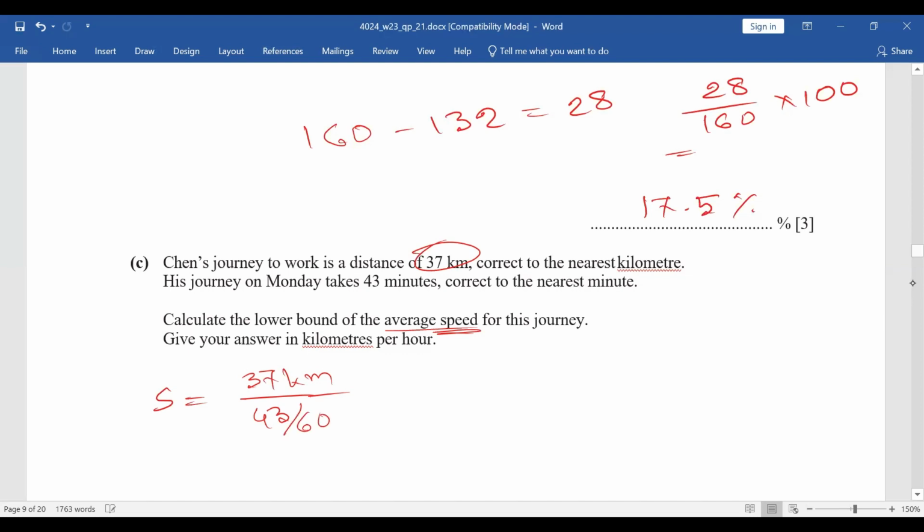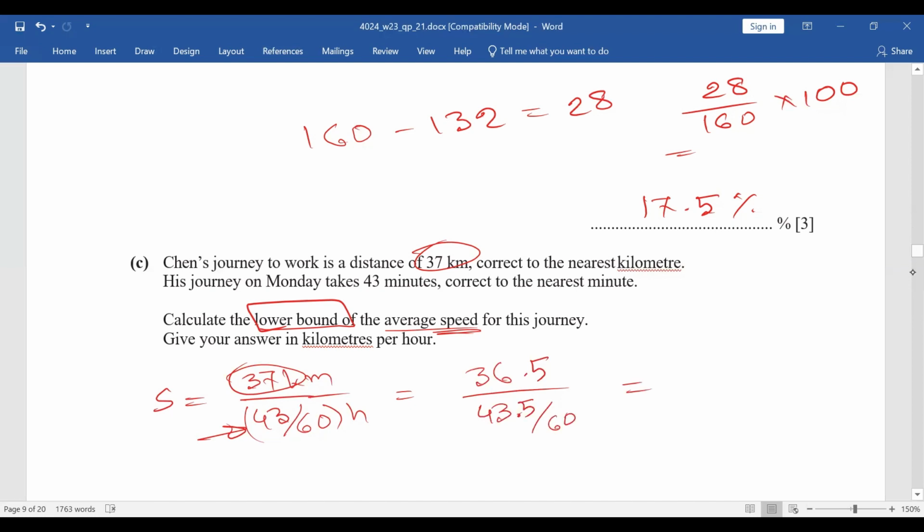So 43 divided by 60 hours. This is the average speed. As we have to take the lower bound of the average speed, we take the lower bound of the 37 kilometers, which is actually 36.5. And we have to maximize the denominator, so 43 will be calculated as 43.5 by 60. It is 50.34 kilometers per hour.